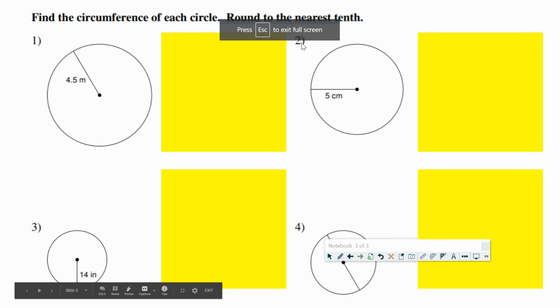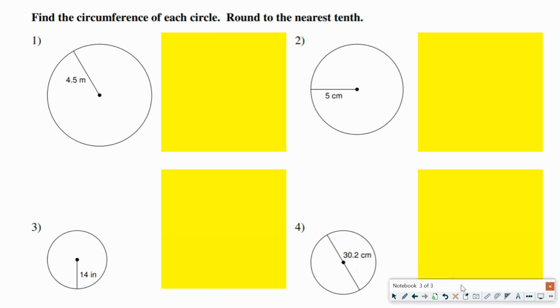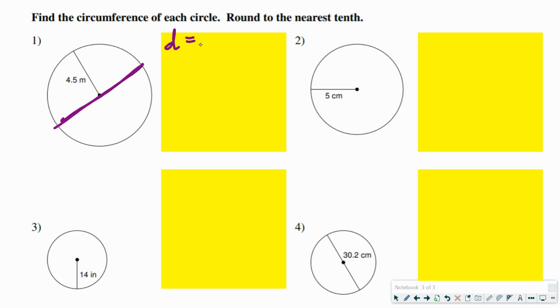So for this first example, we are first going to have to find the diameter, so all the way across the circle. So we have to multiply, so D equals 4.5 times 2, which is 9. So I know my diameter is 9 meters.